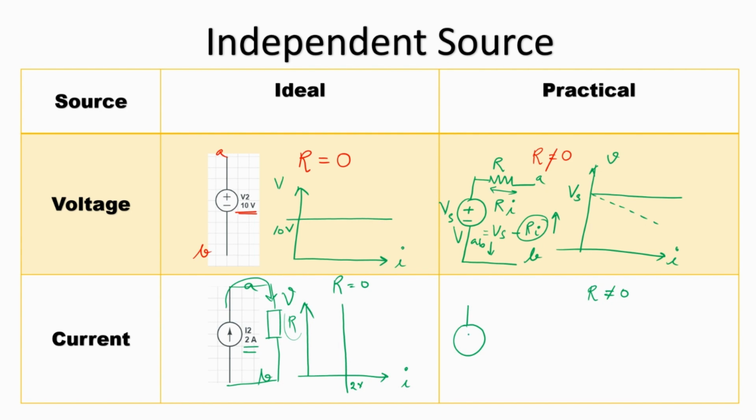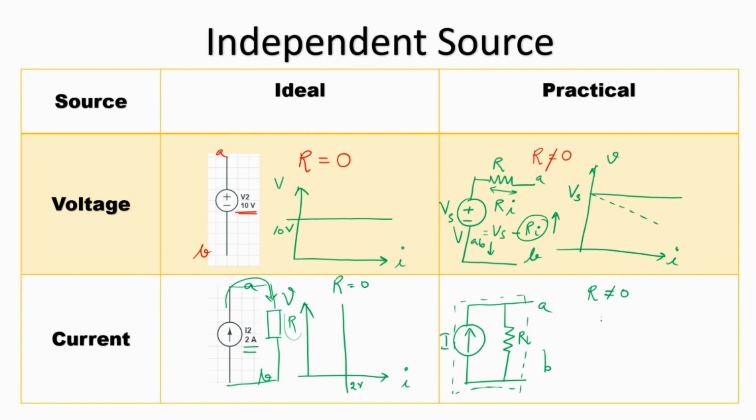This time around, we are going to consider that the internal resistance is in parallel with this current source. So, if I have a current source I, then the internal resistance is depicted to be parallel with this current source. So, now this becomes my practical current source.